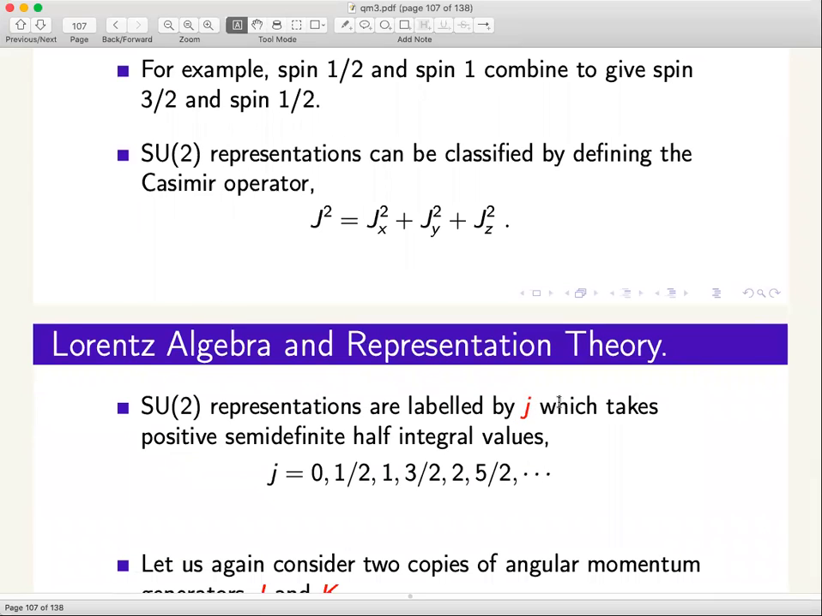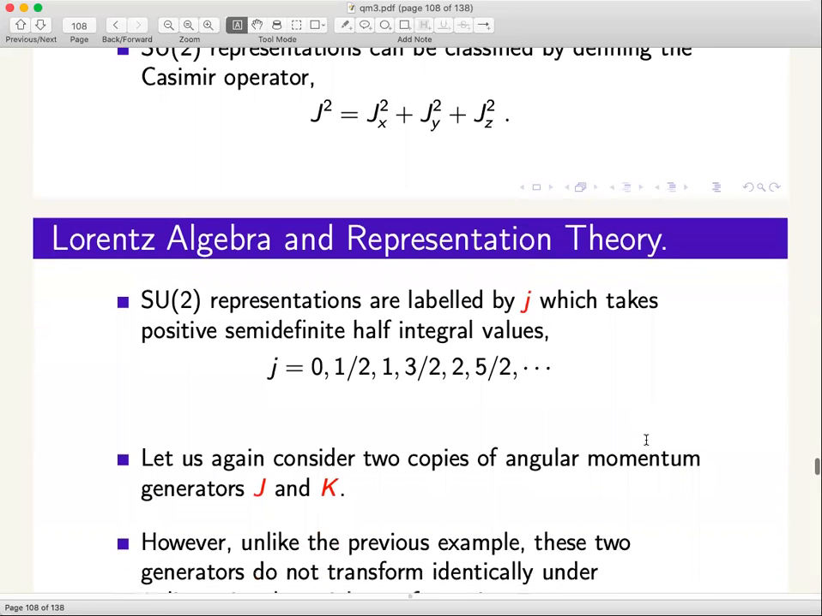And we of course know what these values are. They take positive semi-definite half integral values, which is 0, half, 1, 3 half, 2, 5 half, and so on. So this is something we already know.